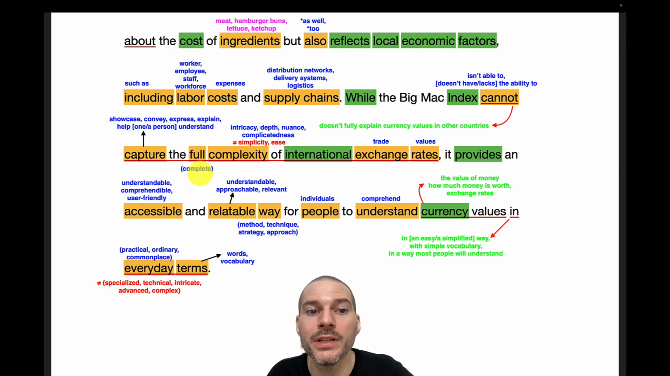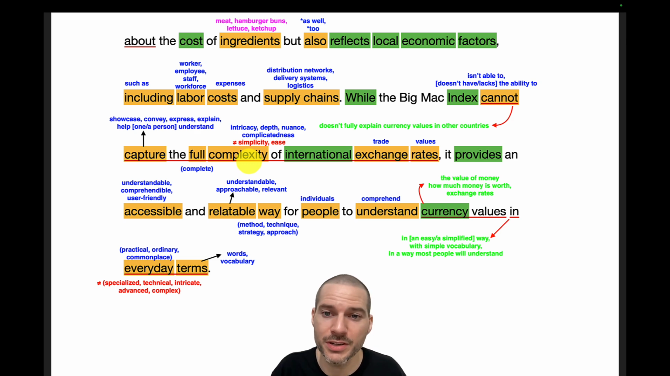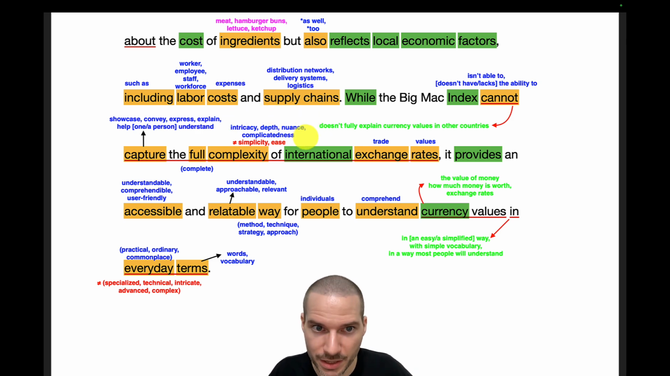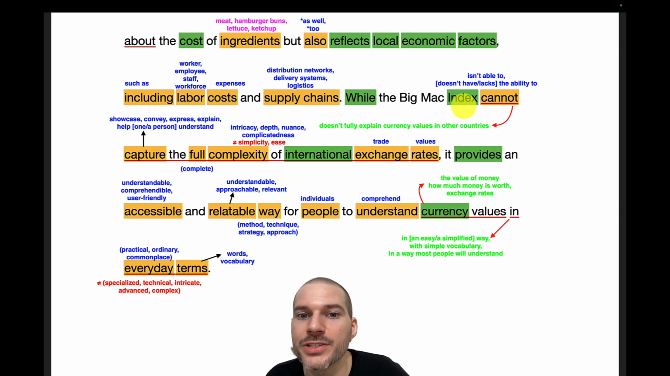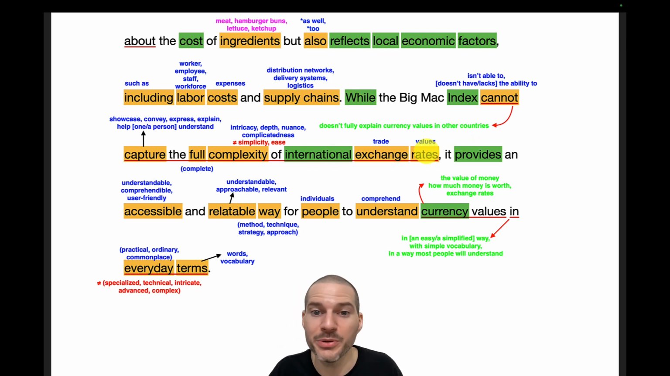See, I can just use one and it means a person. The full or complete complexity, because this is a complex thing to understand. Currencies in different countries, exchange rates. Complexity, the synonyms are intricacy, depth, nuance, complicatedness. The antonyms are simplicity or ease, okay? Of international or global exchange, and exchange means trade, rates, or values. But I reworded all of this. While the Big Mac Index doesn't fully explain currency values in other countries, because international is about other countries. That's how you can just read this sentence, and it's much easier, I think, for learners.